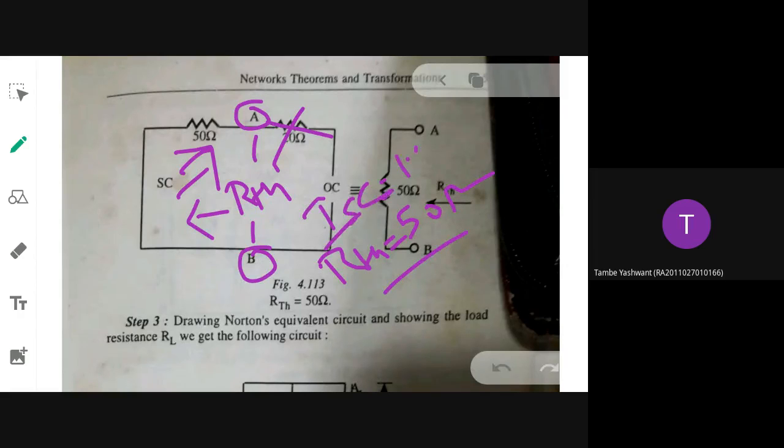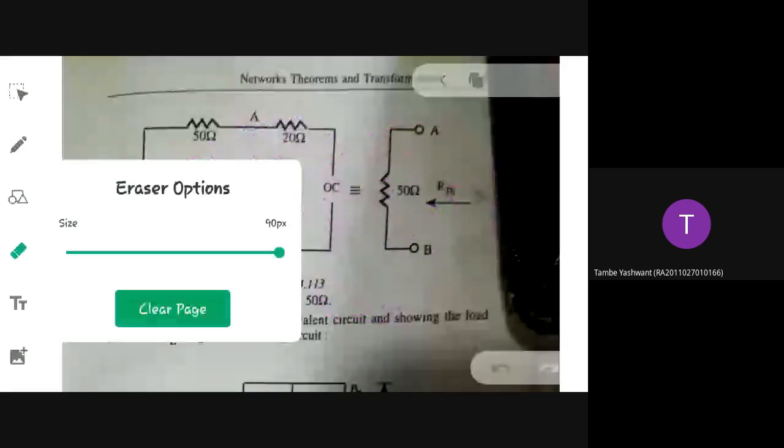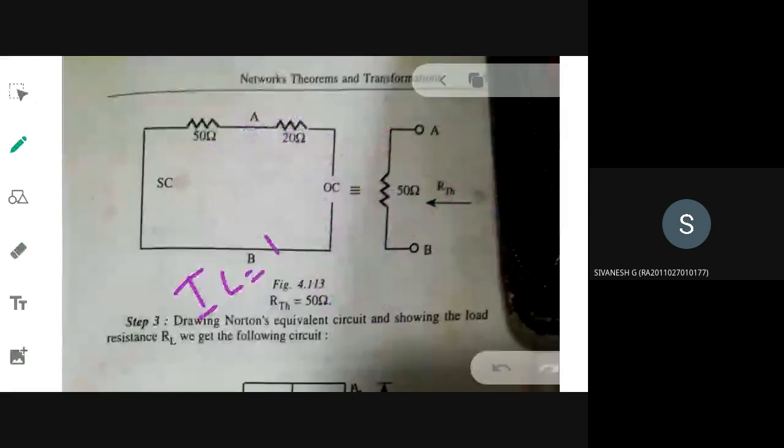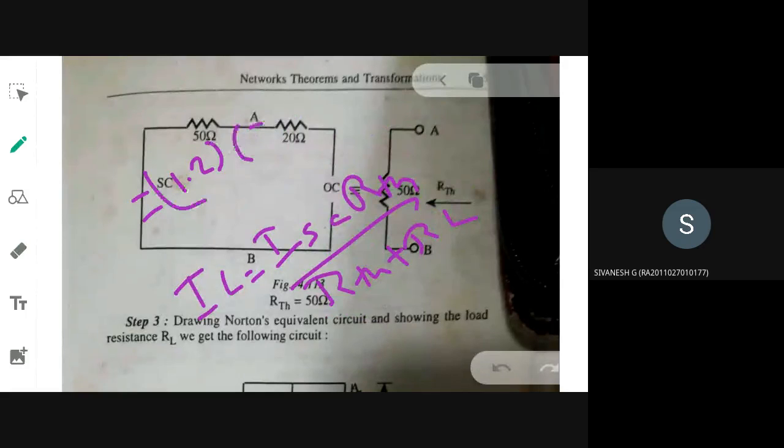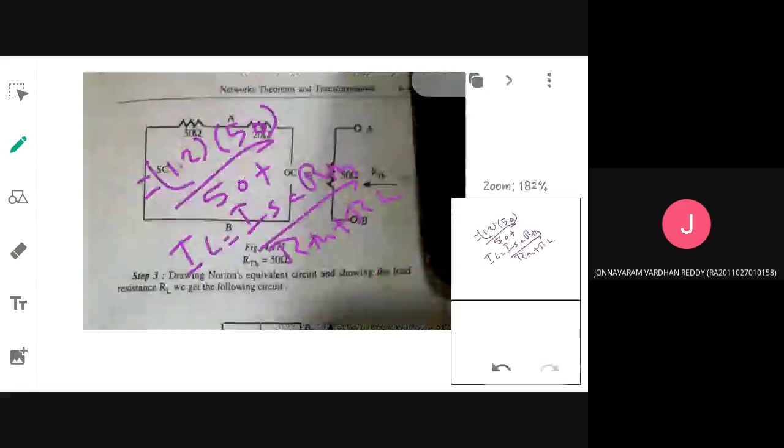So I have found out ISC equivalent to 1.2 ampere, and R-Thevenin equivalent to 50 ohm. Now I just need to find out IL. What is the formula for IL that you already know? IL is ISC into R-Thevenin divided by R-Thevenin plus RL. ISC is 1.2, R-Thevenin is 50, so 50 divided by what is the value of AB resistance? 10 ohm or 20 ohm? 20.